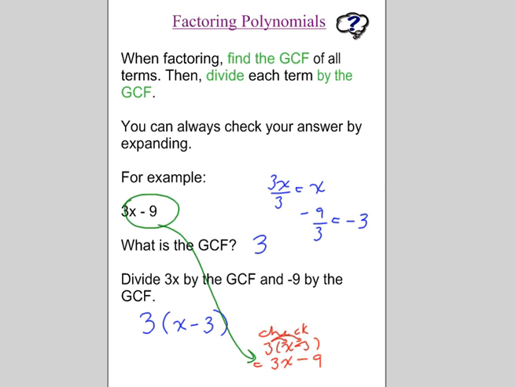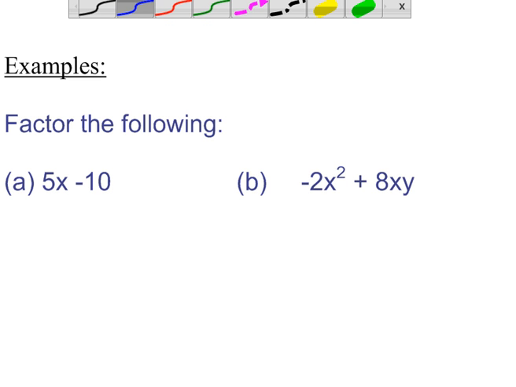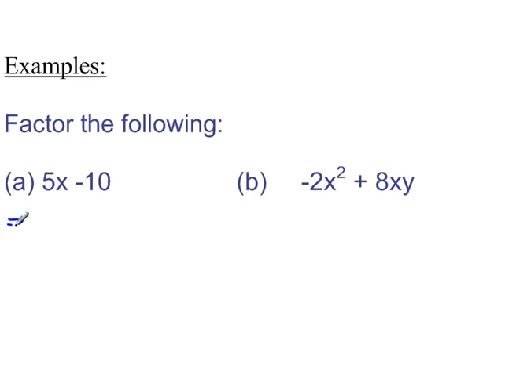So let's look at some more examples. Let's look at this first one. Again, the first question you ask yourself is, what is the common factor? In this case, it is 5, so put that first and open up a bracket. Now take the first term, 5x, and divide by 5. What would you be left with? You would be left with an x. Now take the second term, negative 10, and divide by 5, and you'd be left with negative 2. And that is your answer in factored form.